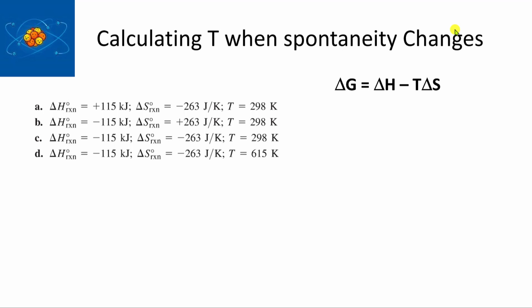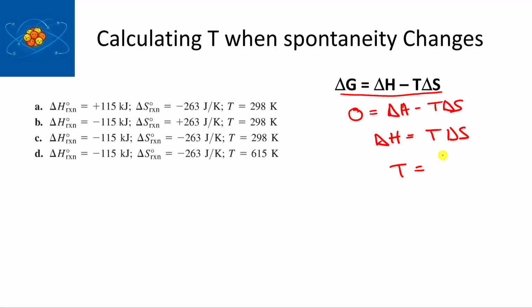So the way we do that is we look at this equation and we think, well, if delta G was 0, that's the temperature at which spontaneity would change. Delta H minus T delta S is still true, so I can rearrange that: delta H is equal to T delta S, or T is equal to delta H over delta S.